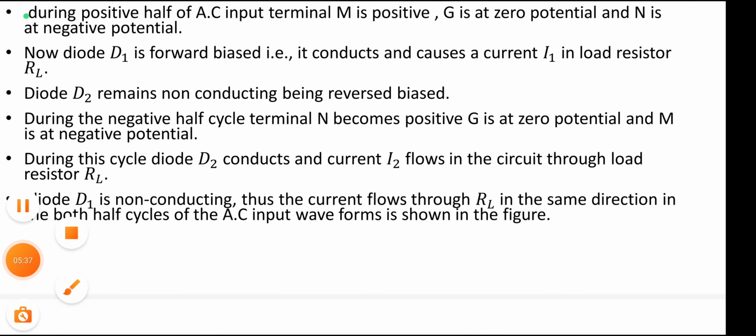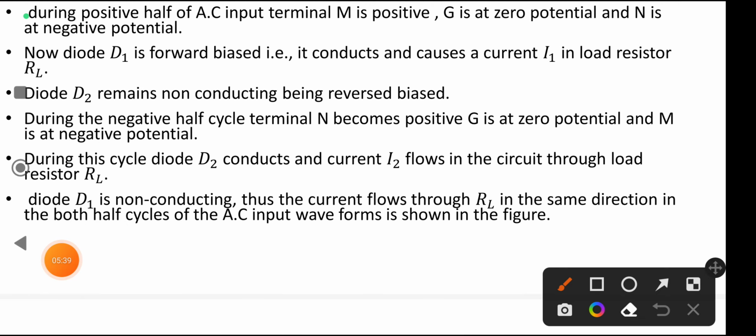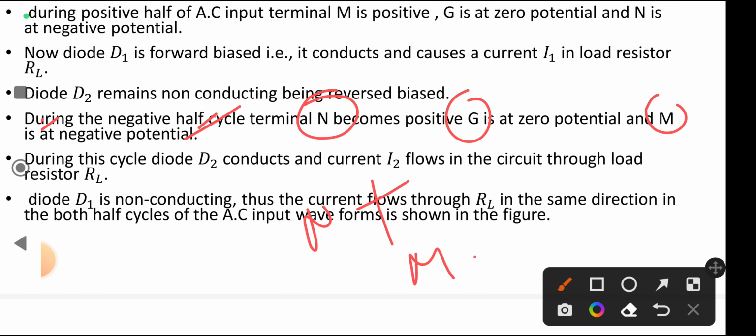Next, during the negative half cycle, terminal N is positive, G is at zero potential, and M is at negative potential. See here, during the negative half cycle, now N becomes positive and M becomes negative, the reverse.